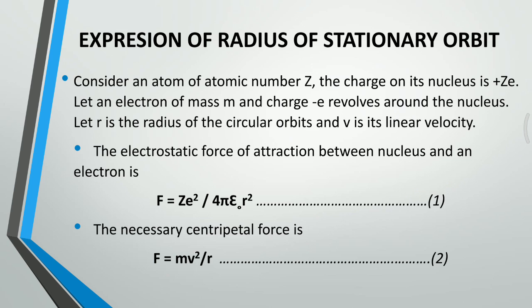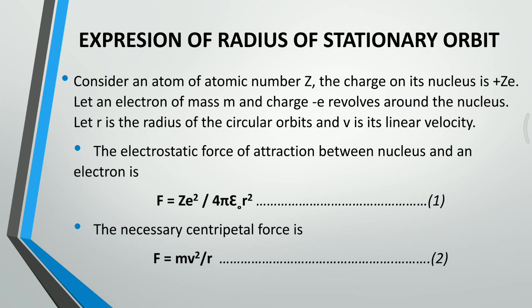According to Coulomb's law, the force F equals Q1 Q2 divided by 4 pi epsilon naught r square, where Q1 is the charge of the nucleus, given by plus Ze, and Q2 is the charge of the electron, given by e.